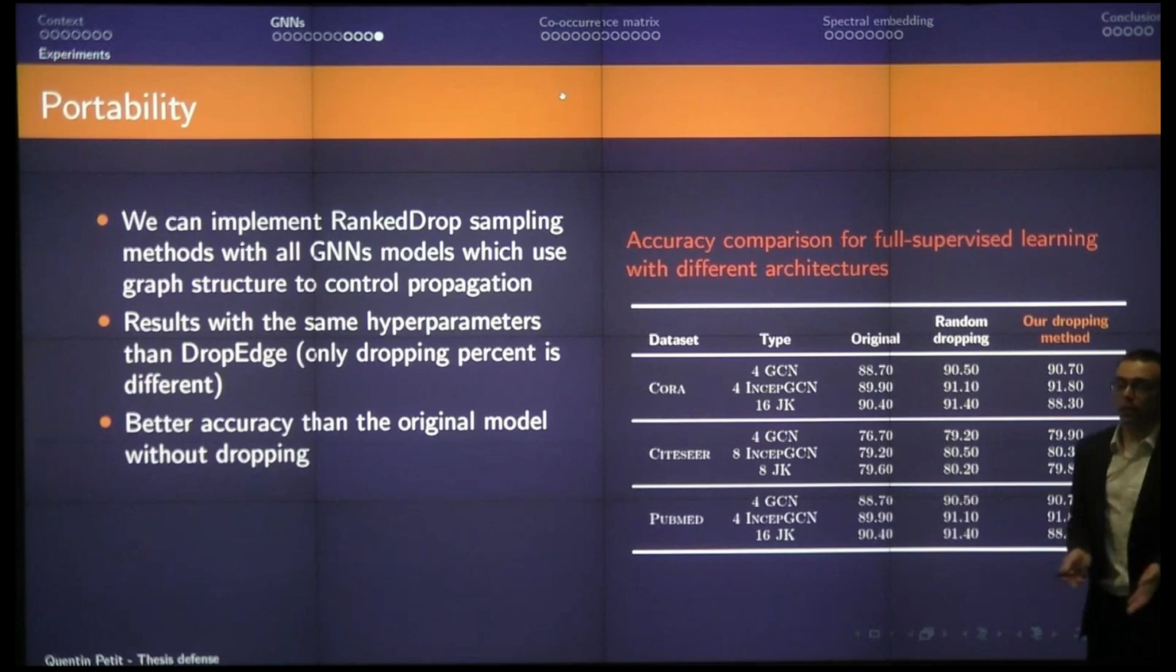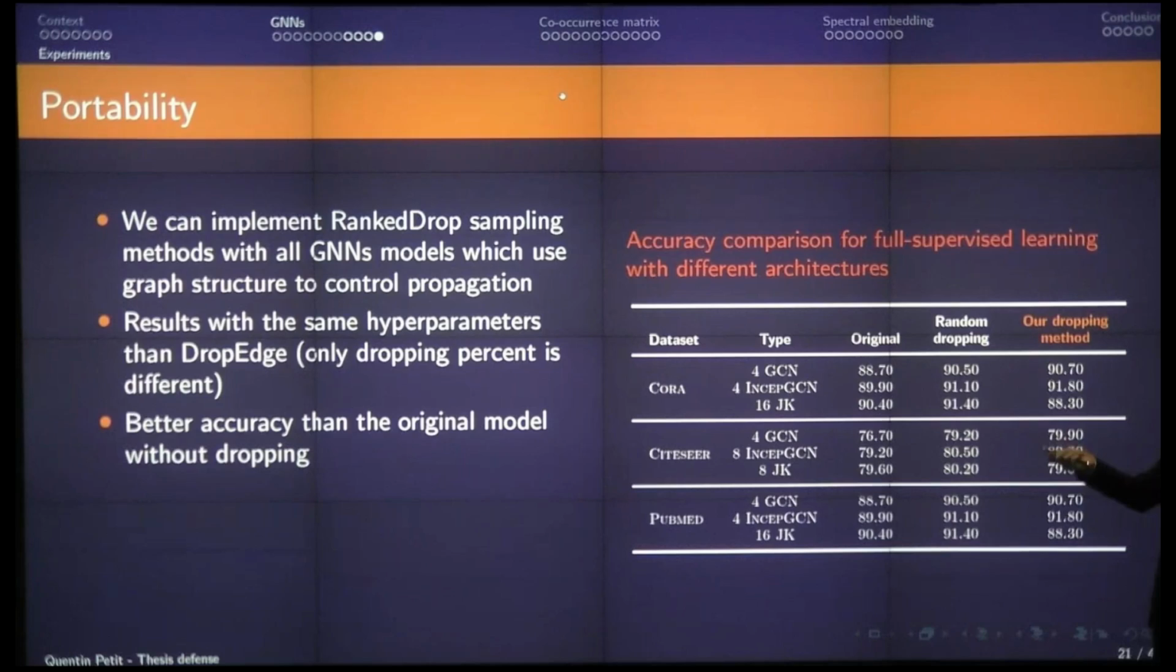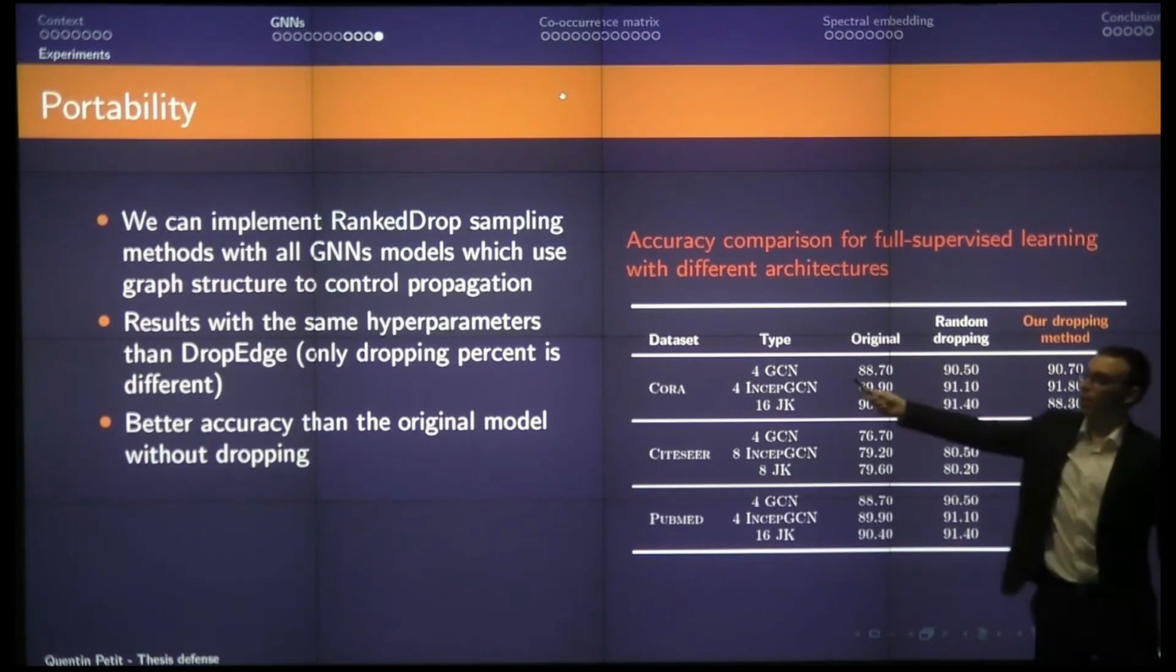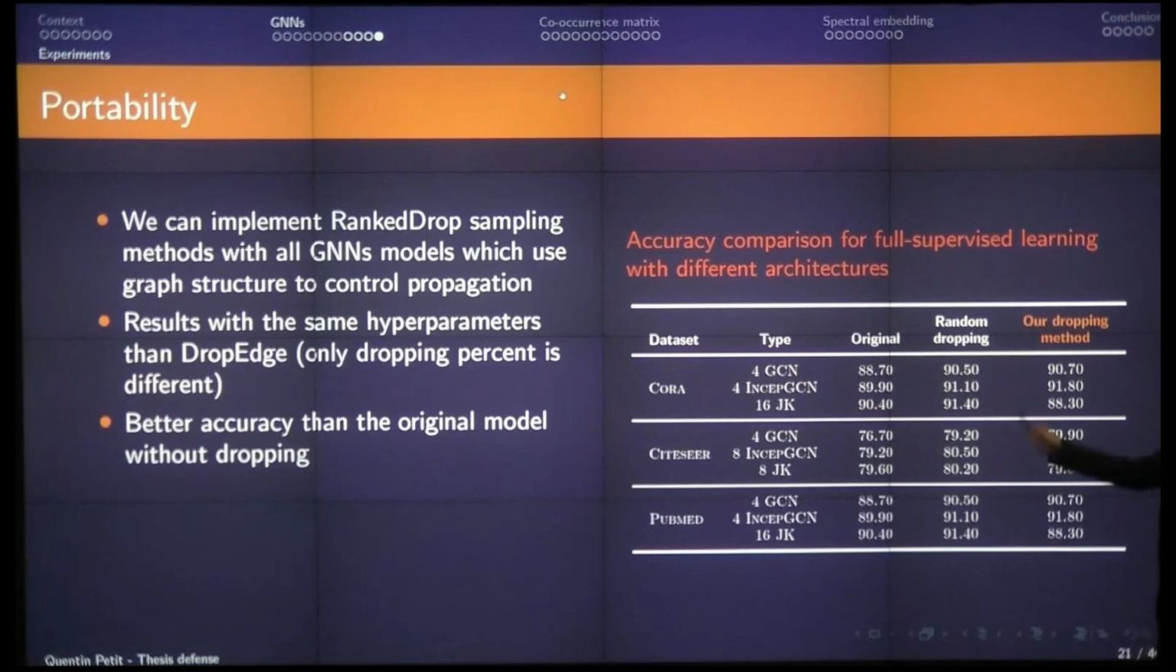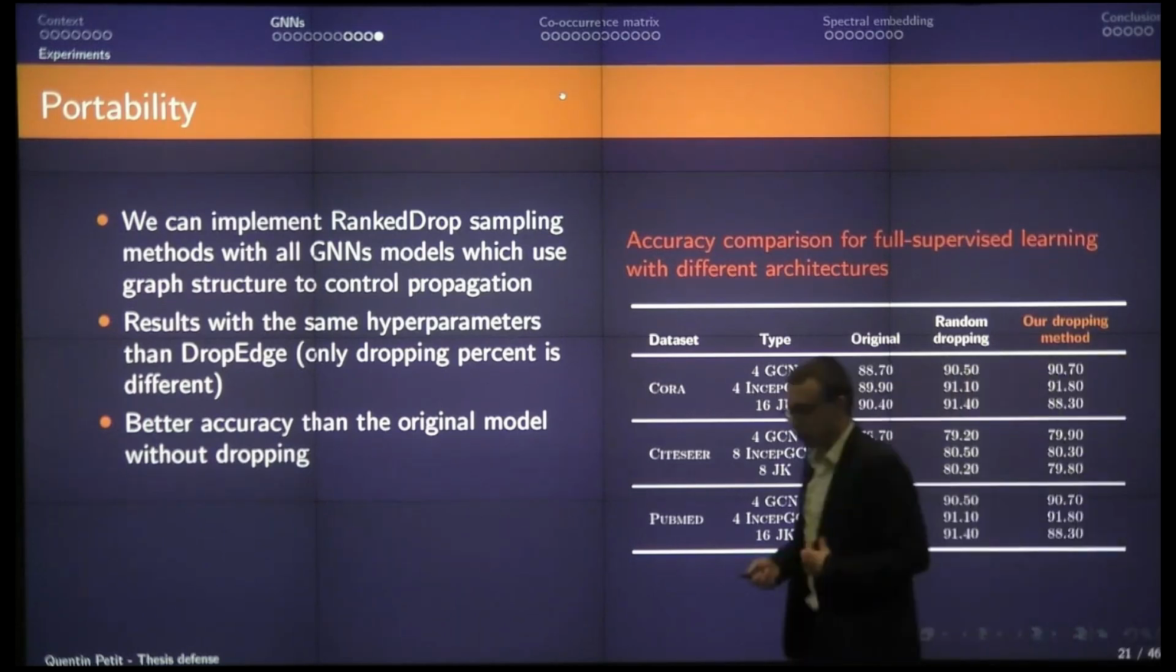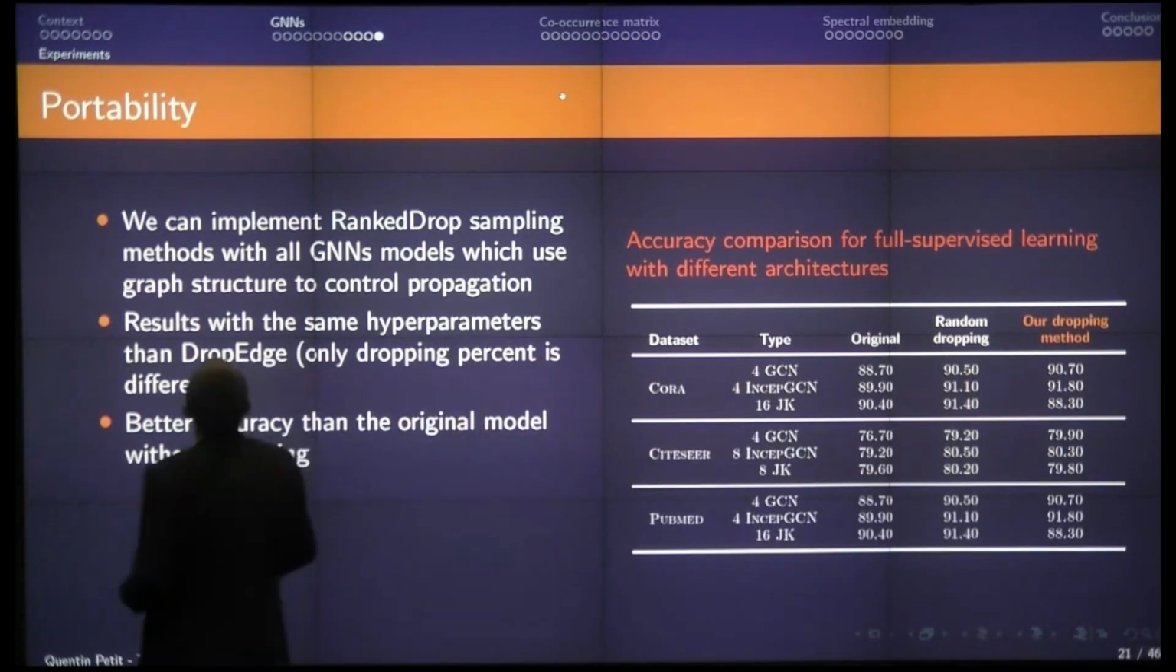And now we also see the portability of our method. For that, we apply our dropping method with different types of GNN here, and we compare the accuracy. Also here, we don't have any hyperparameter tuning, and we can see that dropping helps to improve the accuracy, and we are able, without any hyperparameter tuning, to have approximately the same result as random dropping. So yeah, a good dropping helps to improve the accuracy of the model.